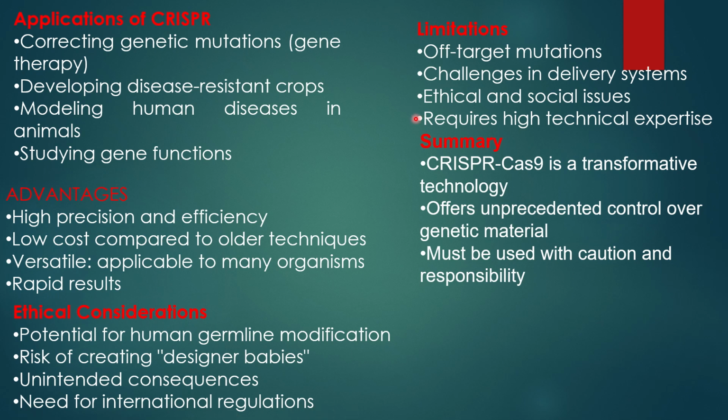What are the limitations associated with the technique? Off-target mutations are a possibility, then there are challenges in the delivery system, ethical and social issues, and it requires high technical expertise. Now, what is the summary? CRISPR-Cas9 is a transformative technology, no doubt. It offers unprecedented control over genetic material, but must be used with caution and responsibility.